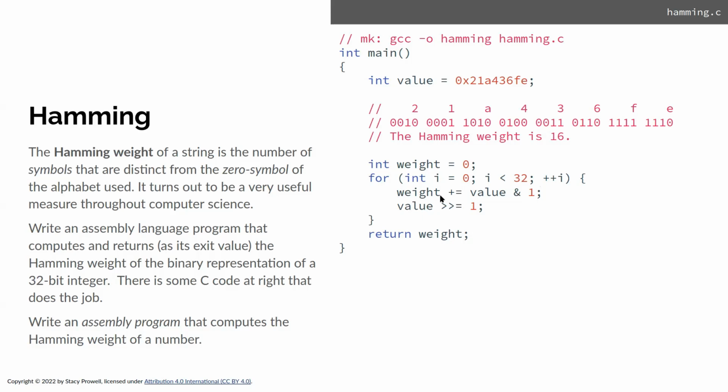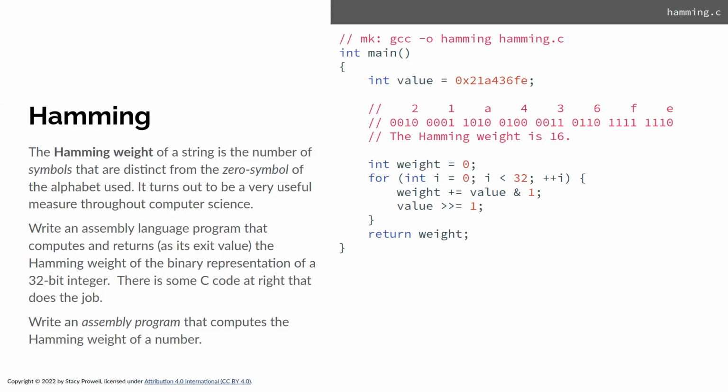Each time, take the weight and add the value bitwise ANDed with 1. And then shift the value to the right once. So we're doing bit shifts and bit tests. So that probably implies a way for you to do this. You just have to create a loop that runs 32 times and then put this stuff inside it and then return the weight. Your homework is to write an assembly program that computes the Hamming weight of a number.